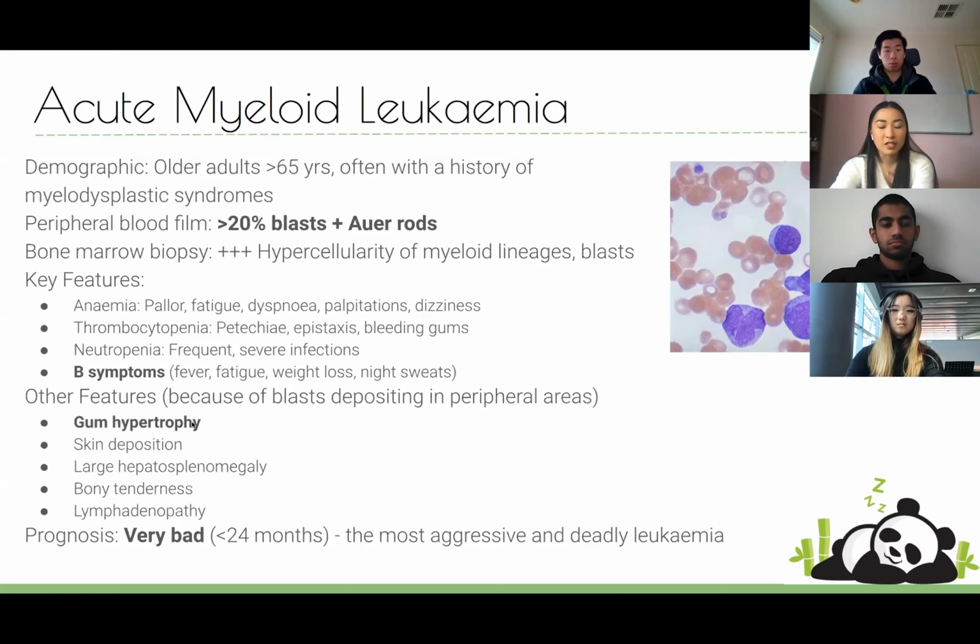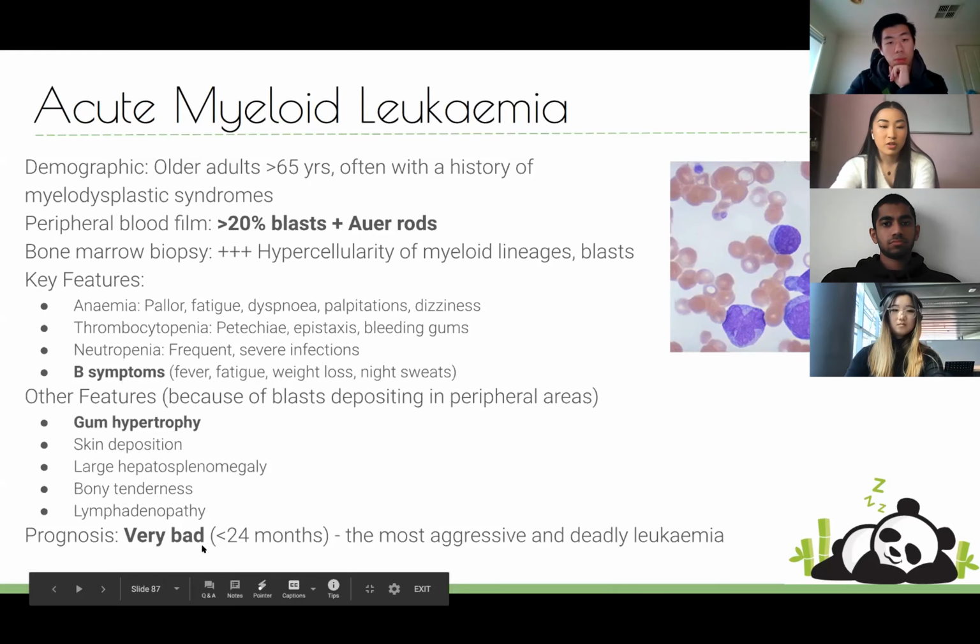Another thing that's kind of buzzwordy for AML is that you get blasts depositing in peripheral areas. So there's other kind of random symptoms, and one of them is gum hypertrophy. So that's a bit buzzwordy. This is the most aggressive leukemia, so the prognosis is pretty bad. It's less than 2 years.